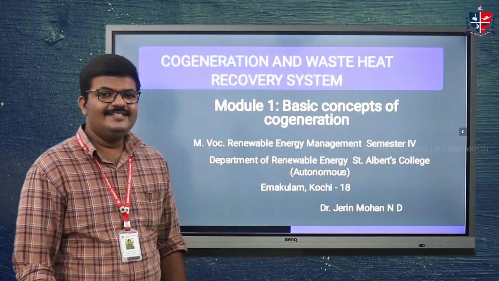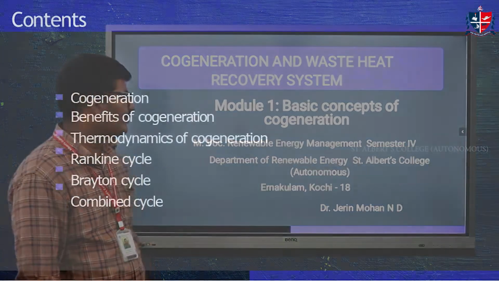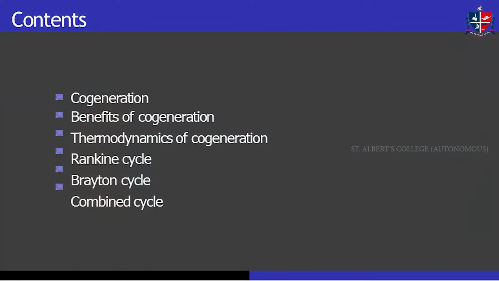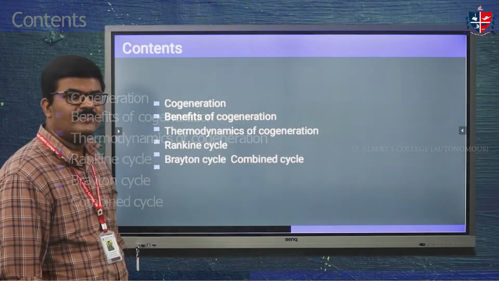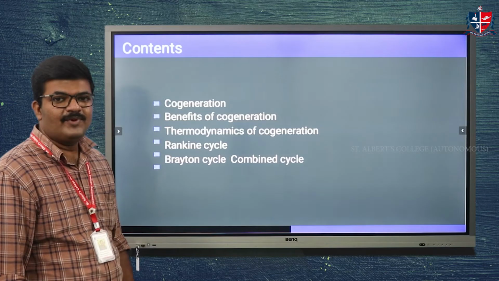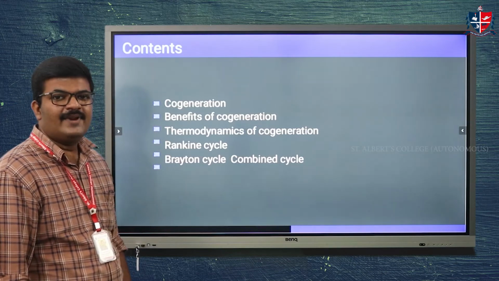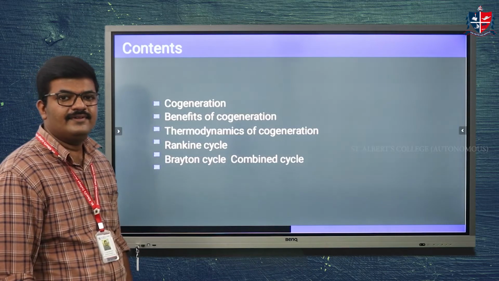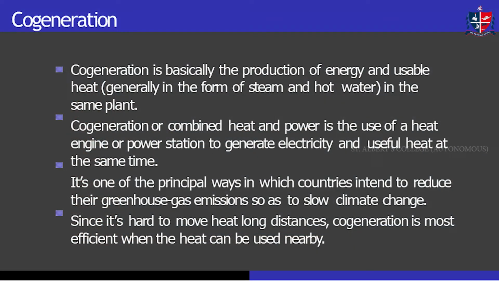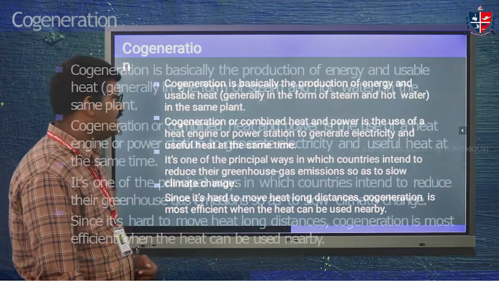Hi all. In this presentation, we are discussing the basic concepts of cogeneration. This is the outline of the presentation. We are discussing cogeneration, the benefits of cogeneration, the thermodynamic process of cogeneration, the Rankine cycle and the Brayton cycle for the cogeneration process. Cogeneration is a process of generating two different forms of energy from a single source.